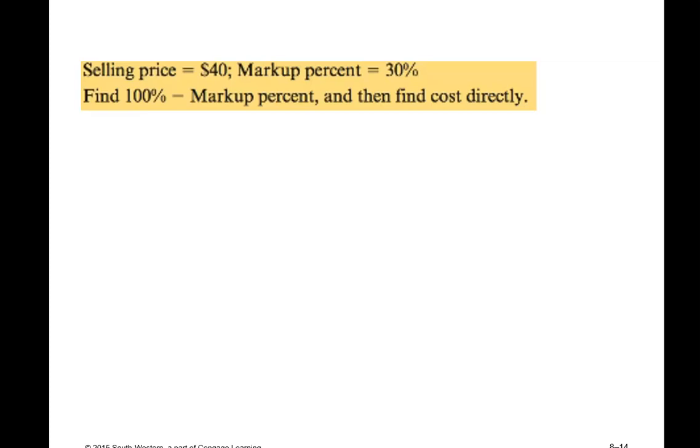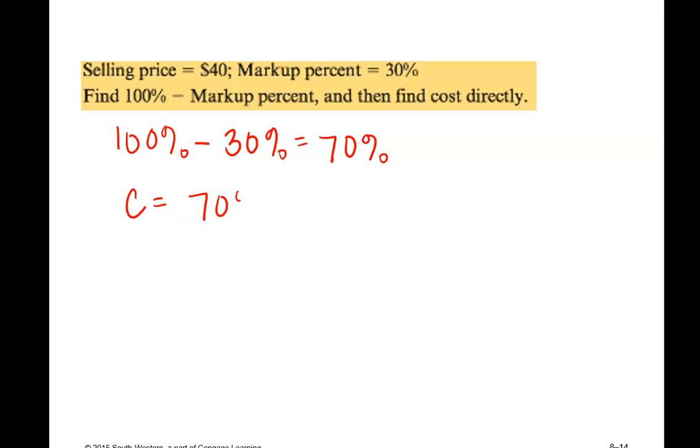Okay, so here we have a selling price of $40, and we have a markup percent of 30%. And you can think about the first step as it relates to last week when we were looking at complements. The complement was 100% minus whatever discount we had last week. In this case, I have 70%, and then that means my cost is going to be 70% times my selling price.